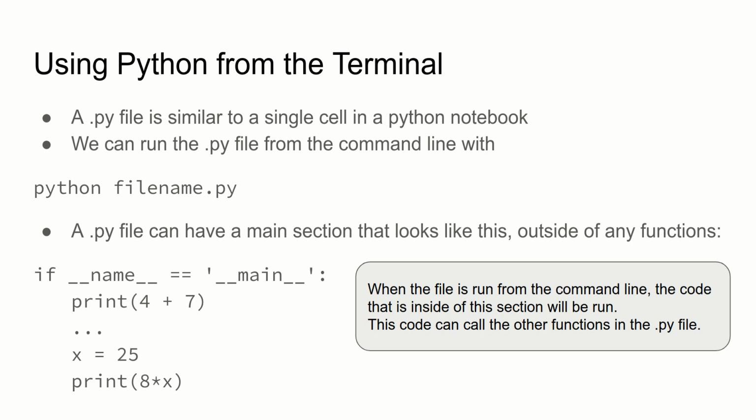Because remember, you can import any Python file as a library, as a package inside of another program. So if your file is run from the command line using the python and then the file name command, then the code inside of this if __name__ == "__main__" portion will be run. If your file is run interactively or is loaded as an import, then this portion of the code will not run.